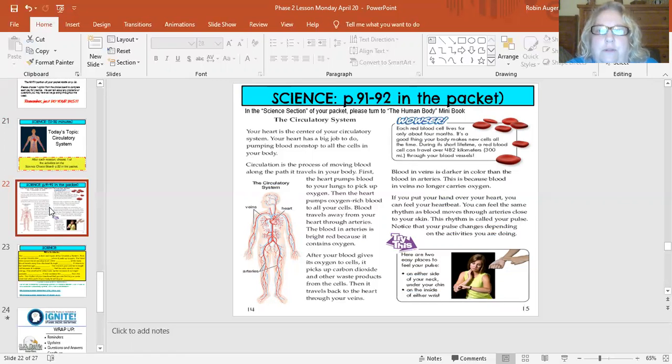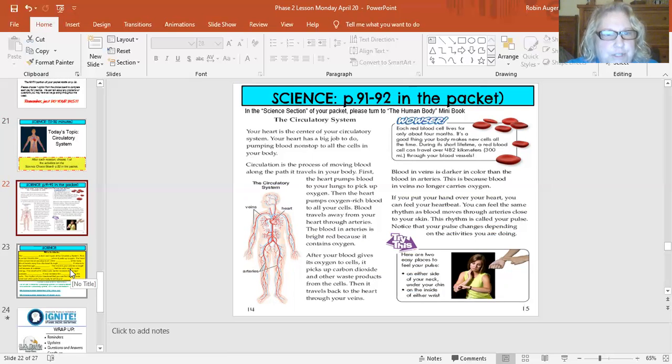Each red blood cell lives for only about 4 months. It's a good thing your body makes new cells all the time. During its short lifetime, a red blood cell can travel over 482 kilometers, that's 300 miles, through your blood vessels.